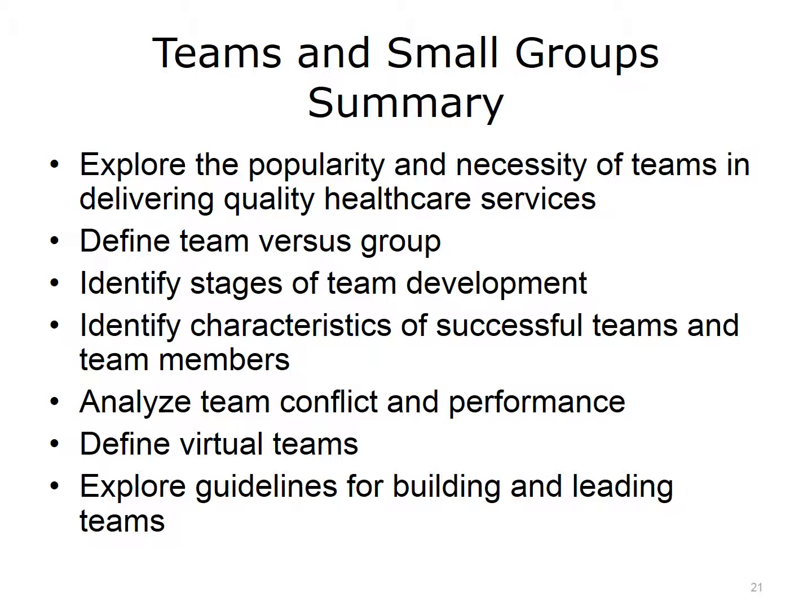This concludes teams and small groups. In summary, in this unit, we explored the role of teams in developing quality healthcare services. We defined the words team and group, and we identified the stages of team development. We also identified the characteristics of successful teams and team members. We followed that up with an analysis of team conflict and how it affects performance. We briefly discussed what a virtual team might mean. And finally, we ended this presentation with a look at various guidelines for building and leading successful teams.